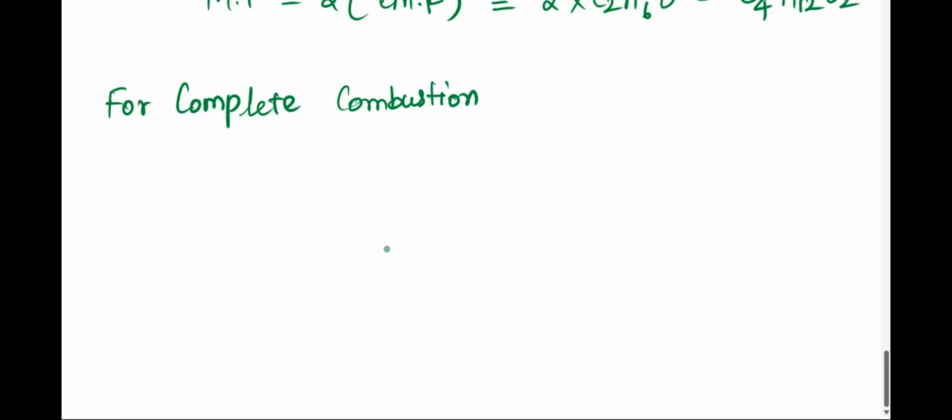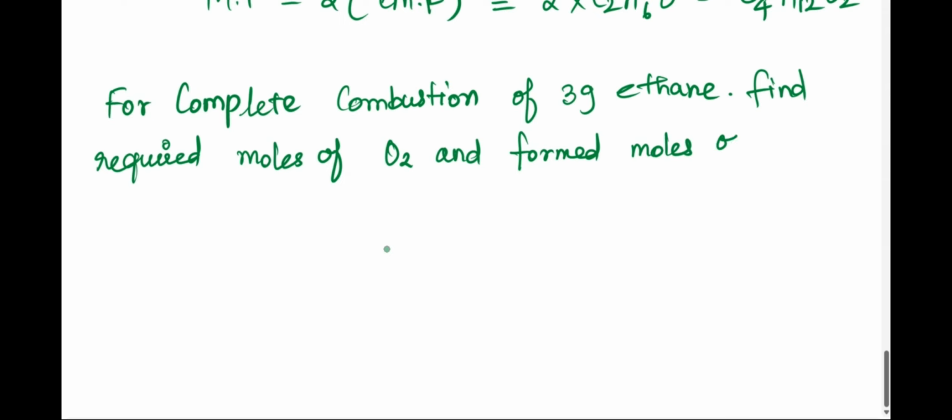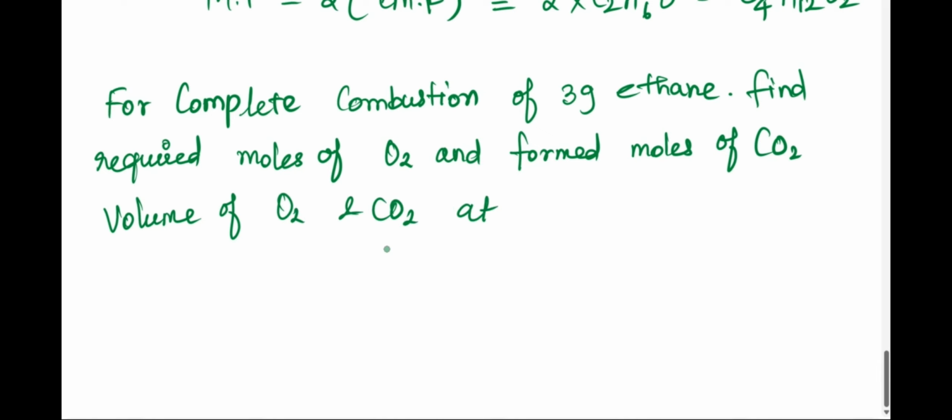So for complete combustion of 3 gram of ethane, find the required moles of O2 and formed moles of CO2. Also find the volume of O2 and CO2 at STP condition, standard temperature and pressure.